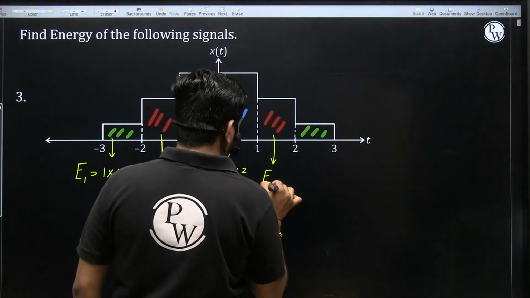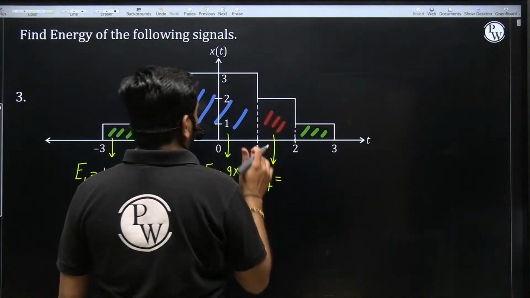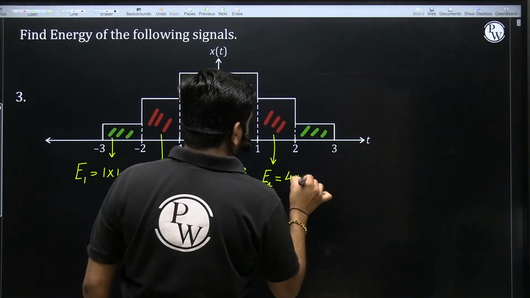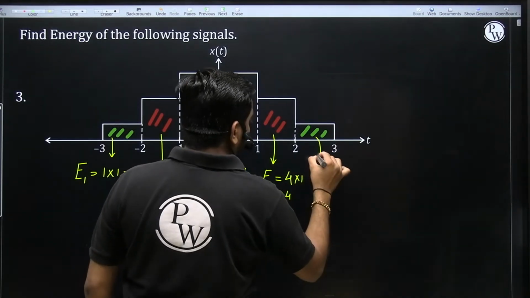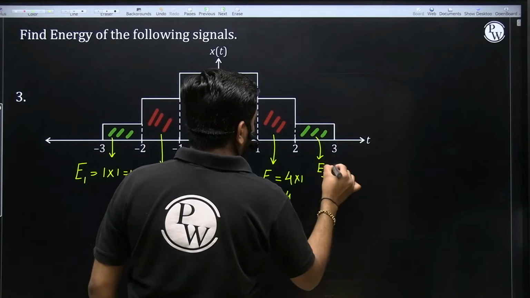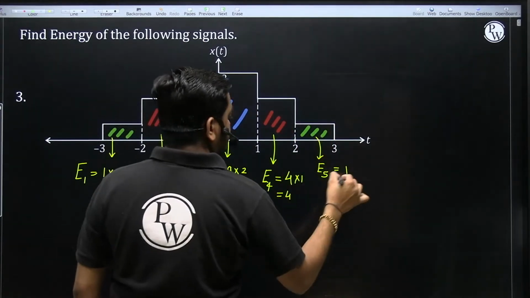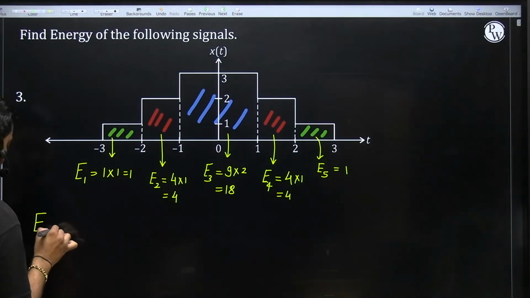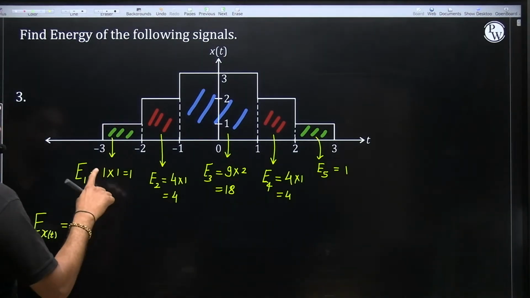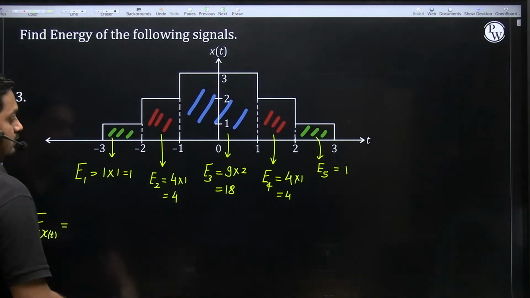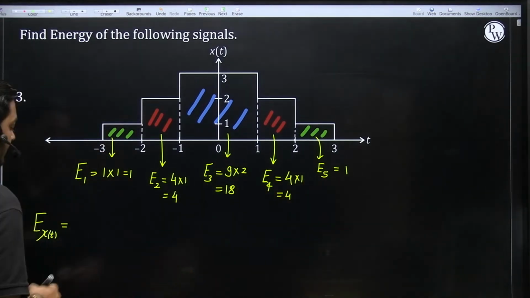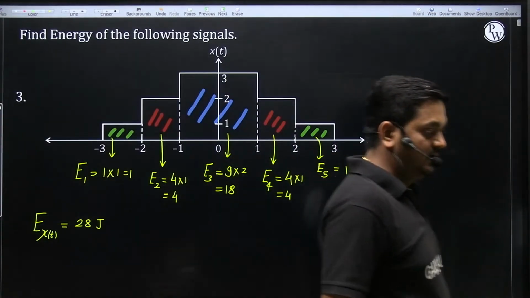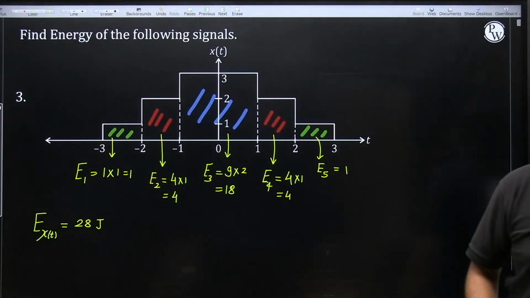Now the energy of this, E4. Peak value squared into width. So 2 squared is 4 into 1, which is 4. Here the energy of this fifth signal will be peak value squared into width, it is 1. So the total energy is the sum of the individual signal energies: 1 plus 4 is 5, plus 5 is 10, and 18, this is 28. Very good, you people got the correct answer. 28 joule is the correct answer for this question.